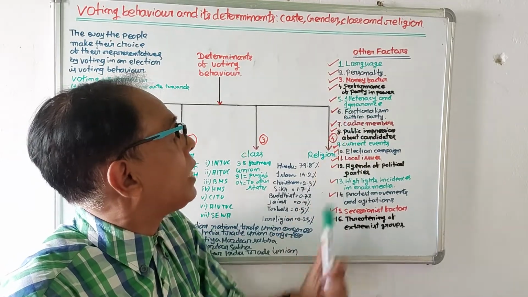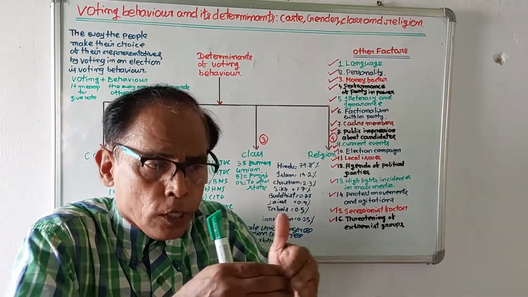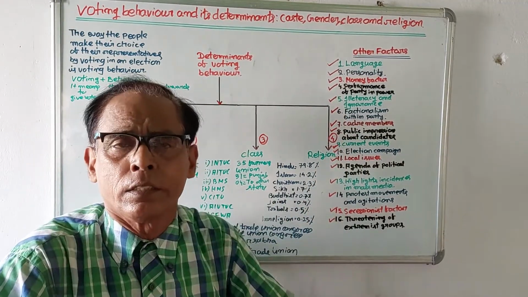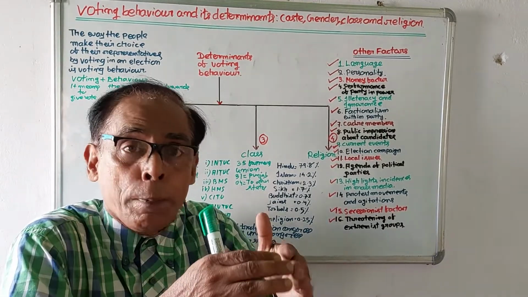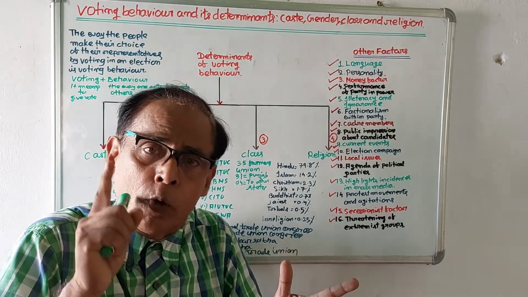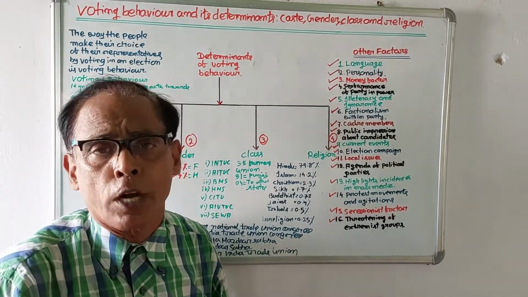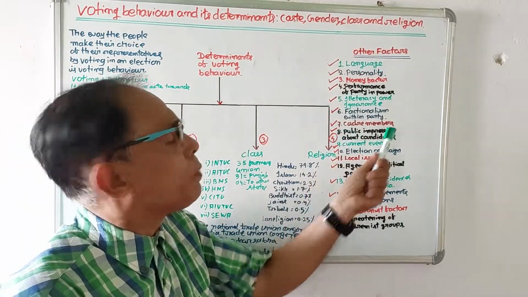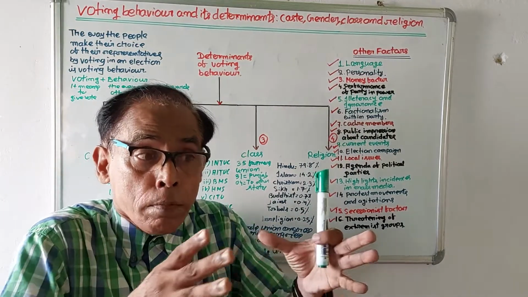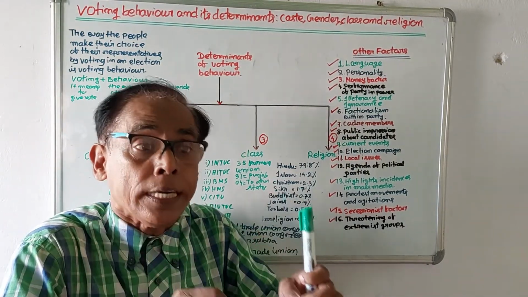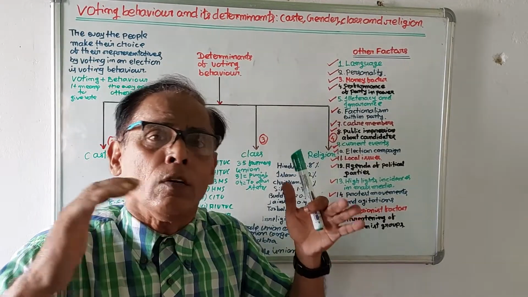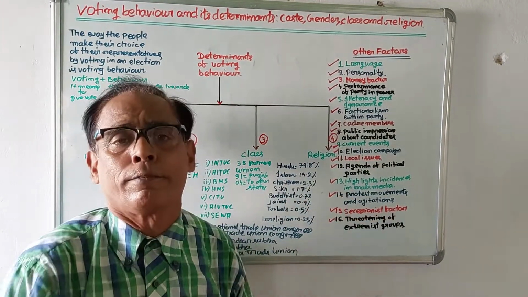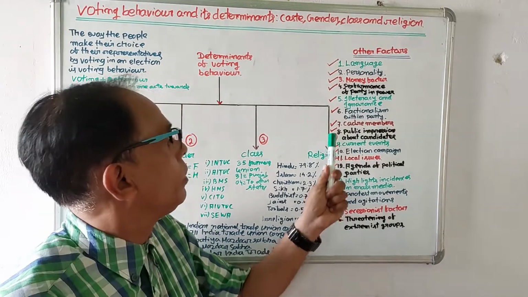Number 6, factionalism within a party. If within a party there are various factions, people will not give vote. If a political party does not have factions, people always prefer to give vote to that political party. Then, cadre members. There are some people who are devoted to a political party. Anything may occur, they will give vote to that party. It is also a determinant.